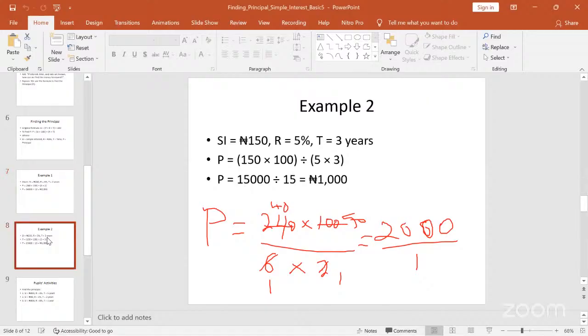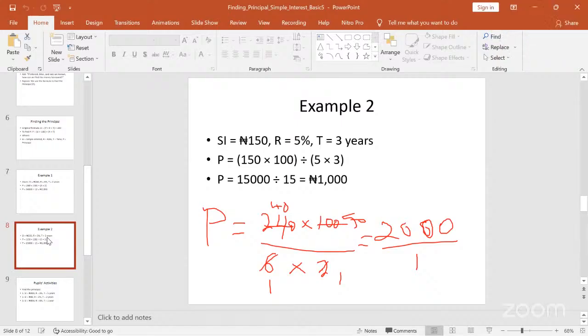Okay, look at example number 2. The simple interest is 150, the rate is 5 percent, and the time is 3 years. So we start this: 150 times 100 is 15,000. And then 5 times 3 is 15.